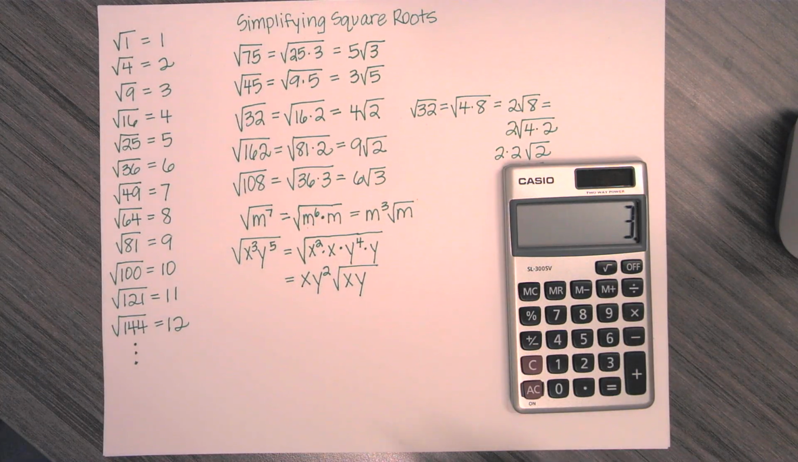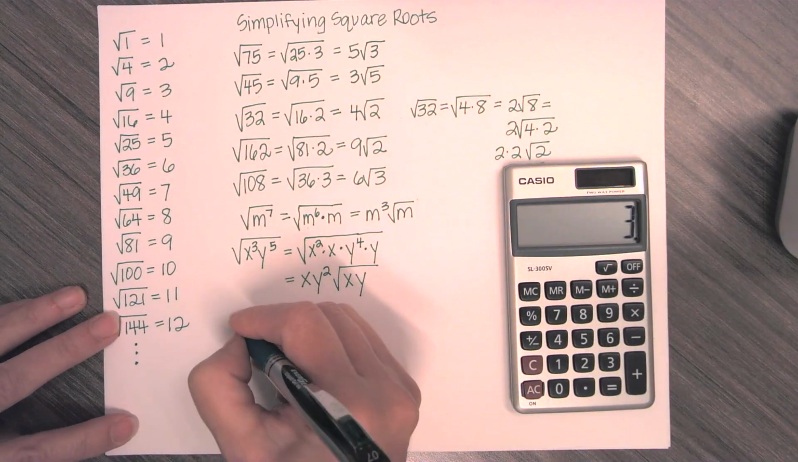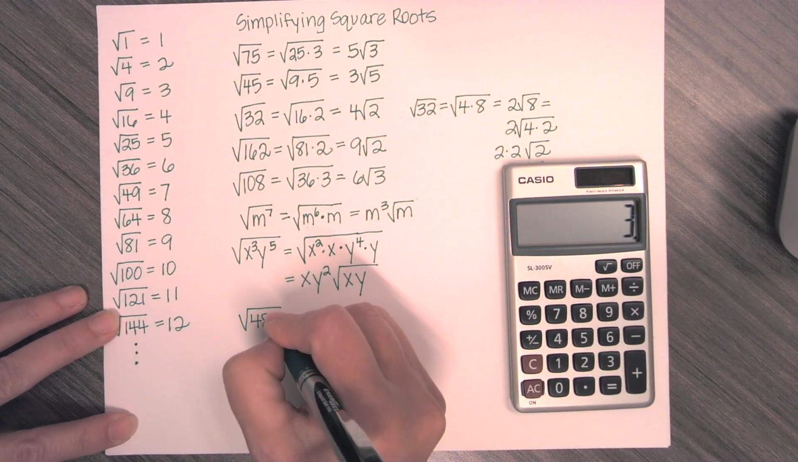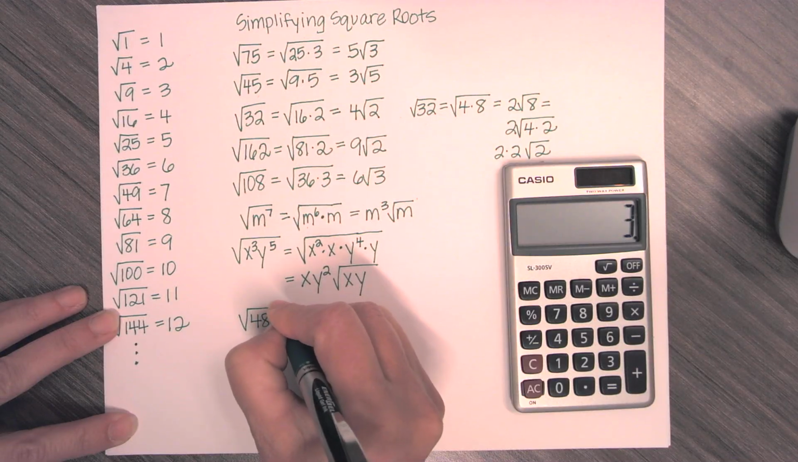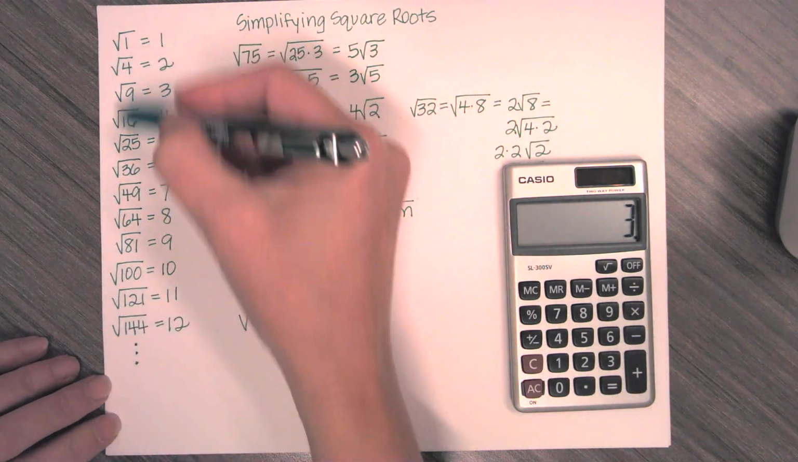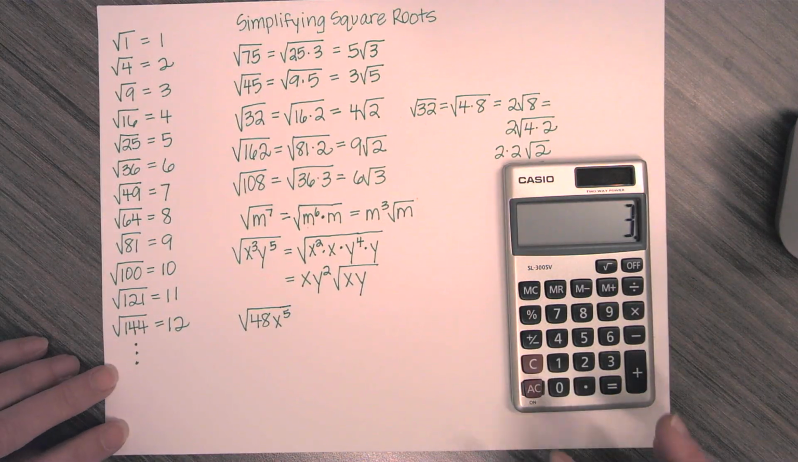Okay, now let's do one with letters and numbers in it. How about 48x to the 5th? All right, so we've got to look at the 48, and we've got to break it down, and we've got to look at the x to the 5th and break it down. So 48, we're looking for the largest perfect square that'll go into 48.